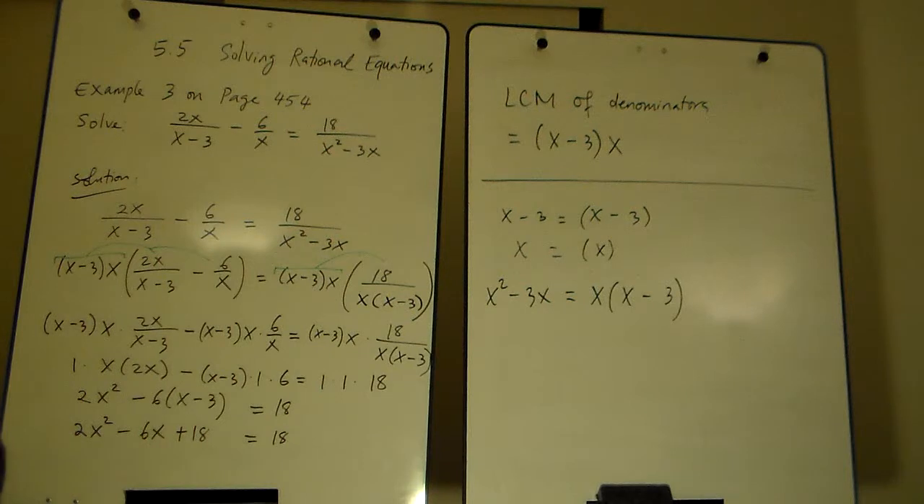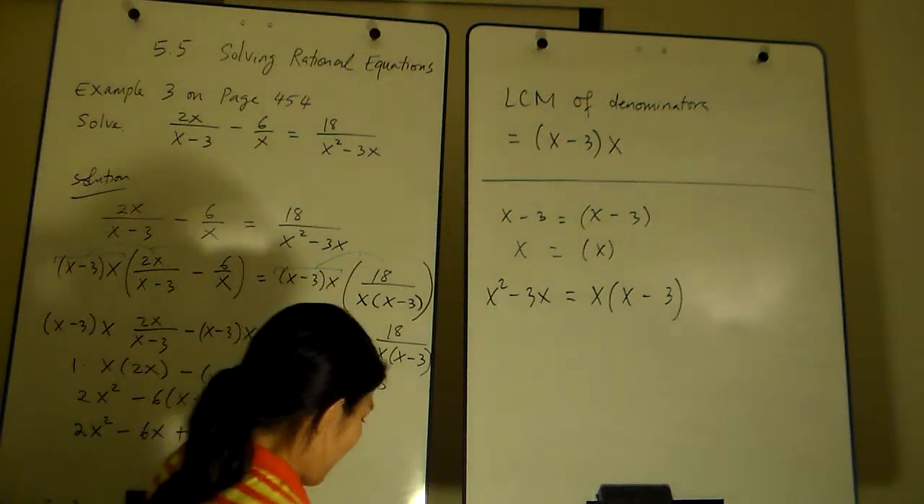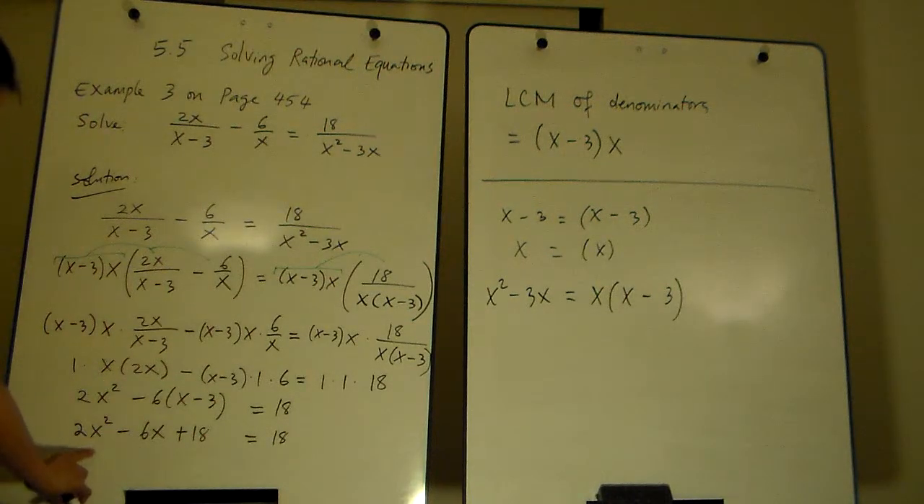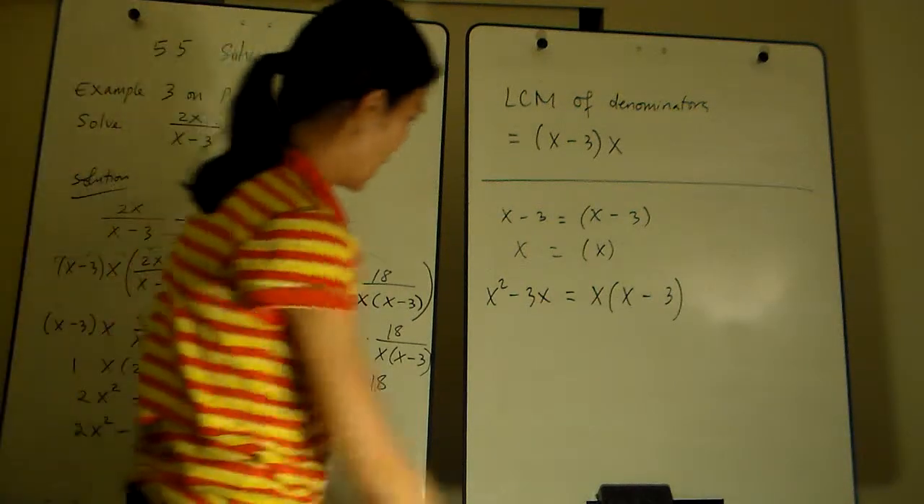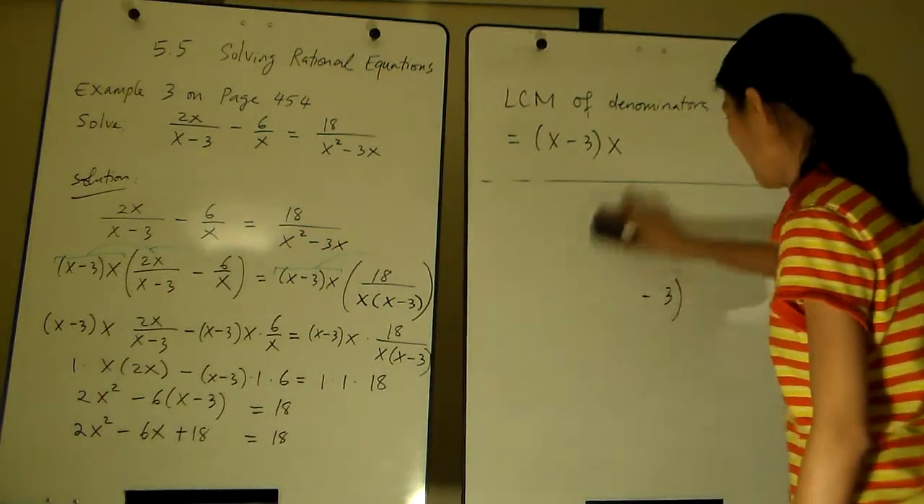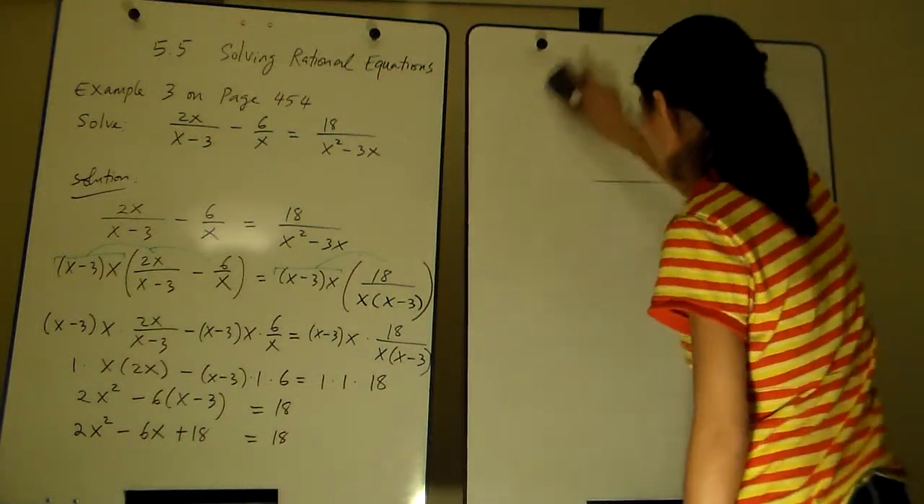Alright, let's see. We can move all terms to the left. Now because this involves x squared, you need to get all terms together and see if you can factor.